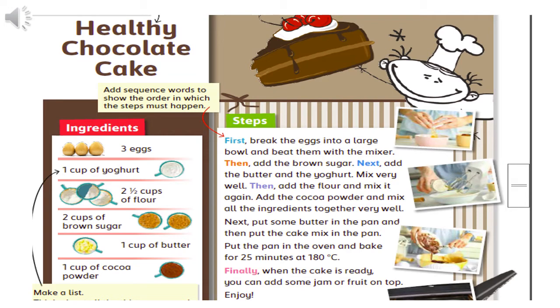Next, put some butter in the pan and then put the cake mix into the pan. Put the pan in the oven and bake for 25 minutes at 180 degrees Celsius. Finally, when the cake is ready, you can add some jam or fruit on top. Enjoy!